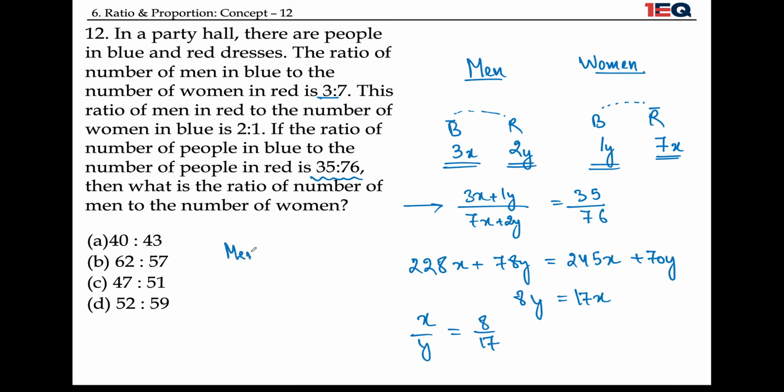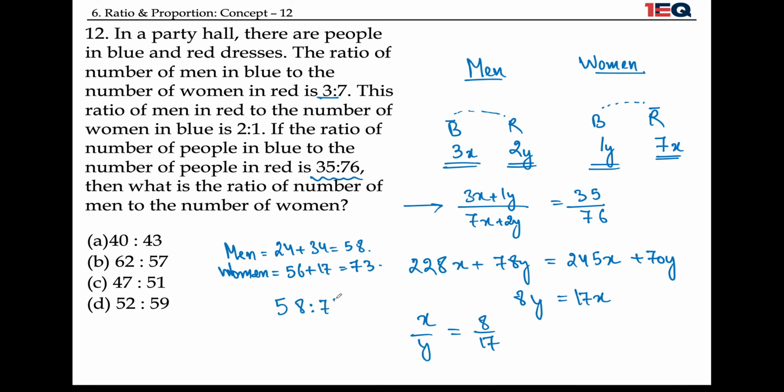The number of men is equal to 3x means 24 plus 2y is equal to 34. This is nothing but 58, and the number of women is equal to 7x. 7x means 56 plus 1y is equal to 17. This makes it 73. So I get the total ratio of number of men to the number of women to be 58 is to 73.